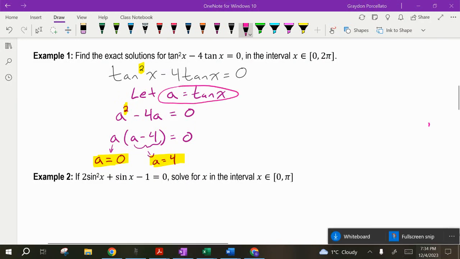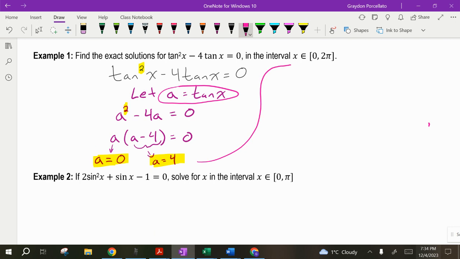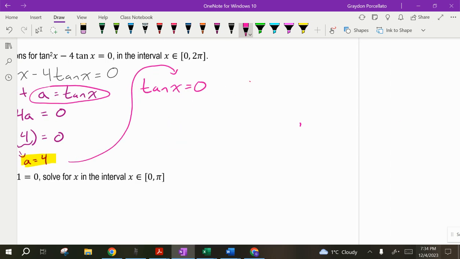So what we're going to do now is instead of a, we're going to write tan of x equals 0, or tan of x equals 4. Okay? Now we are going to solve these two equations here. Tan of x equals 0.